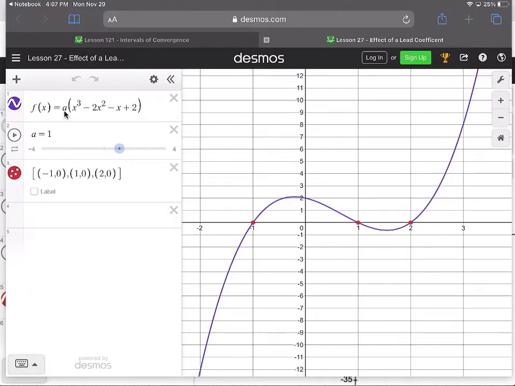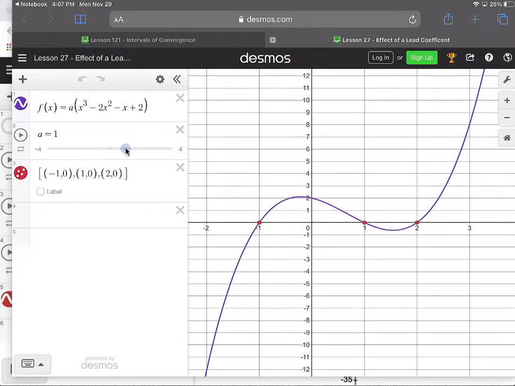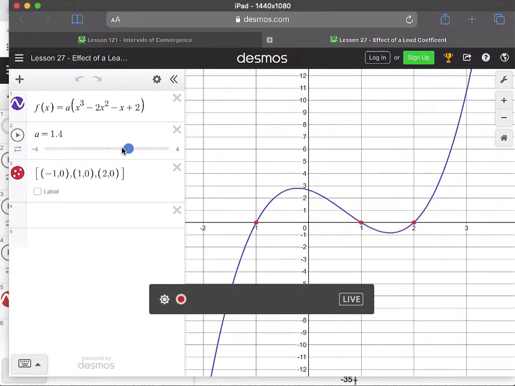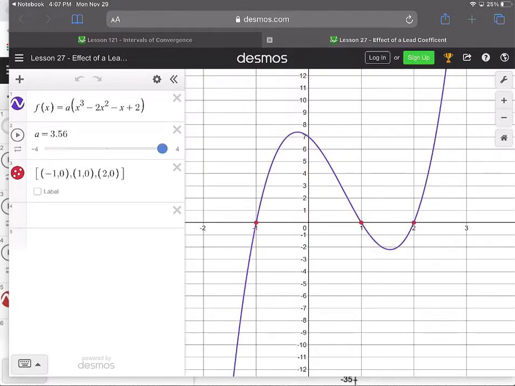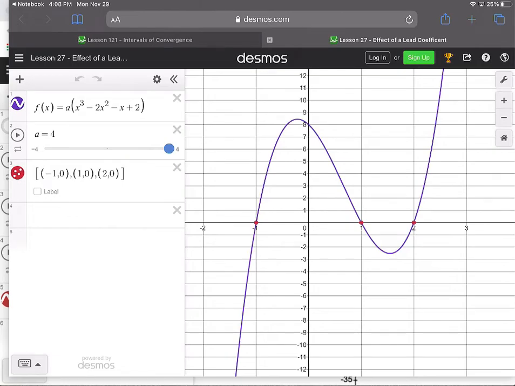So here is a times some function. This does factor to x plus 1 times x minus 1 times x minus 2. Apologize, I forgot this was a different function. But there's an a, and watch what happens as I change the a. Look at those three x-intercepts. They go nowhere, even as everything else in the function changes.